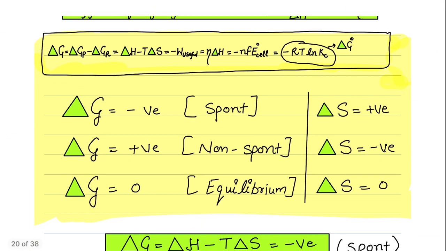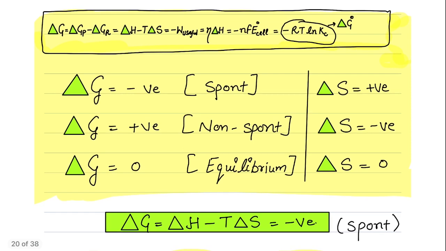So we can summarize the different formulas for delta G as: delta G is equal to delta G of product minus delta G of reactant, or delta H minus T delta S, or negative of useful work, or eta into delta H, or minus nFE0 cell, or minus RT ln Kc, which is basically equal to delta G naught.